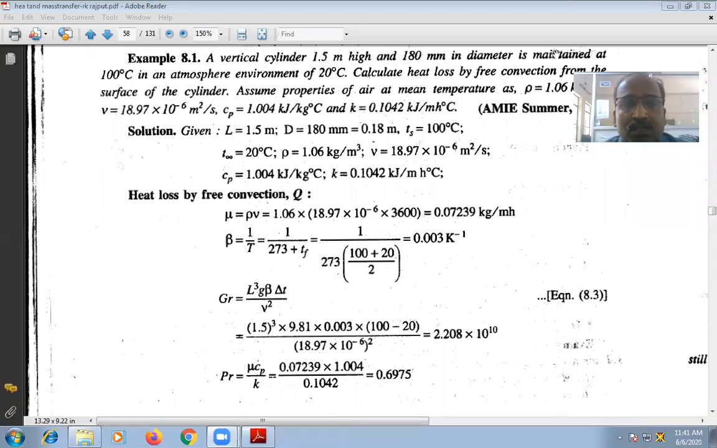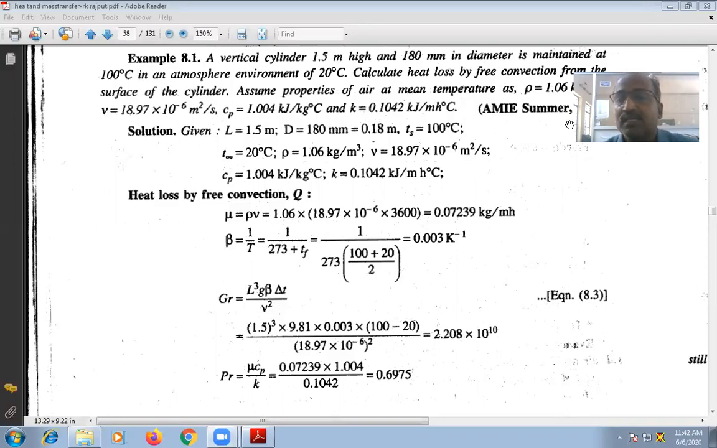Dear students, another example on natural convection we will take up. So here we can see my hand symbol, whatever it is there, just follow that symbol. A vertical cylinder of 1.5 meter high and 180 millimeter in diameter is maintained at 100 degrees centigrade in an atmospheric environment of 20 degrees centigrade. Calculate the heat loss by free convection from the surface of the cylinder.